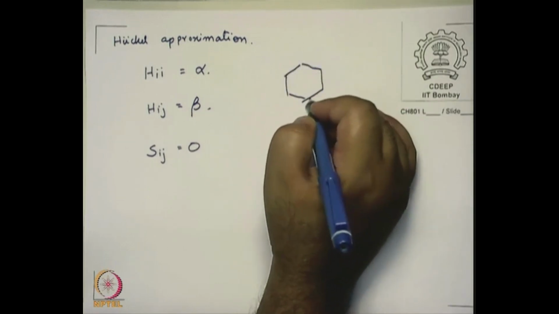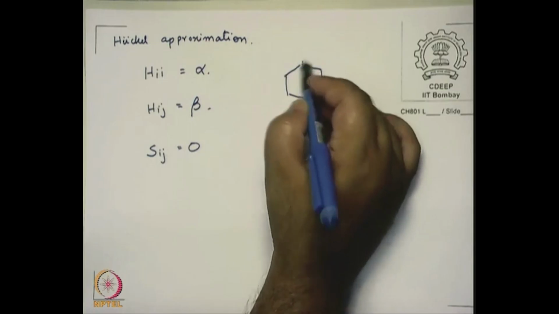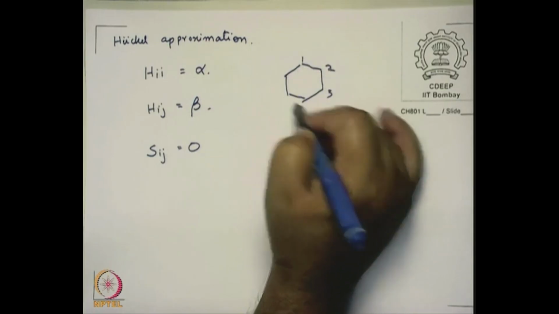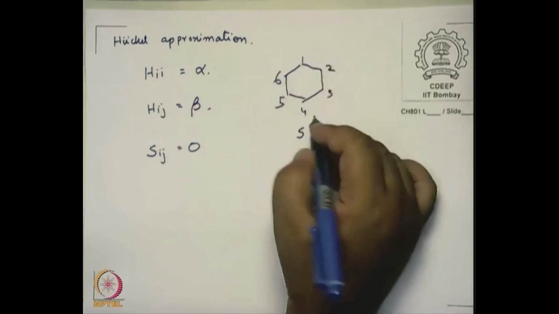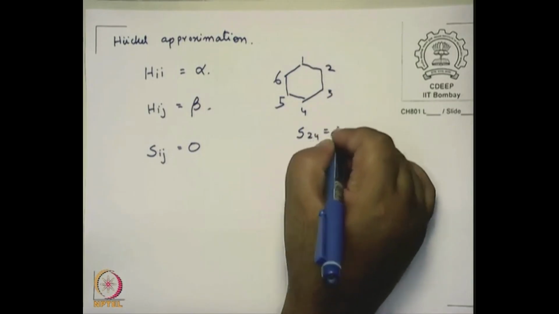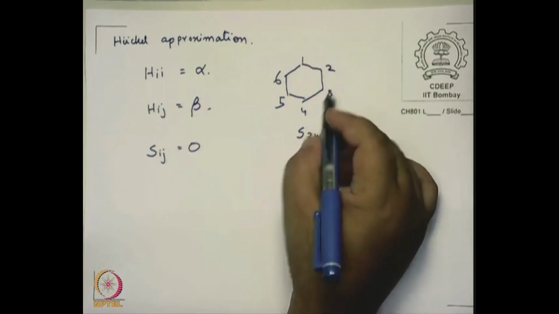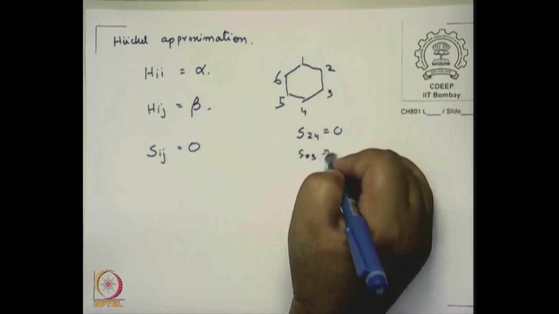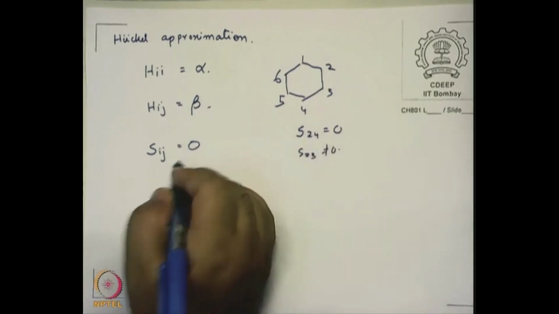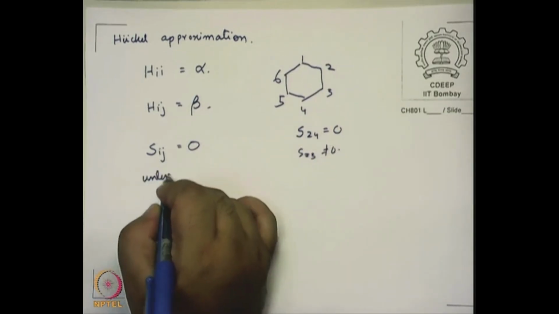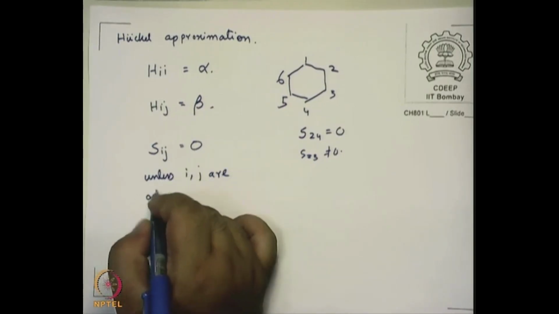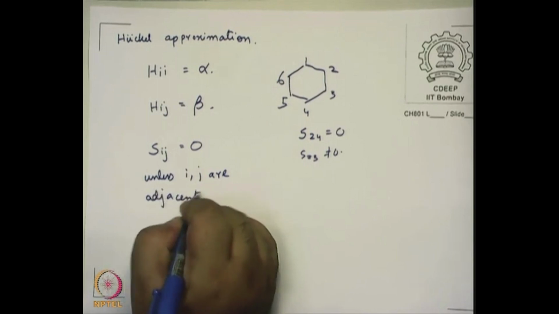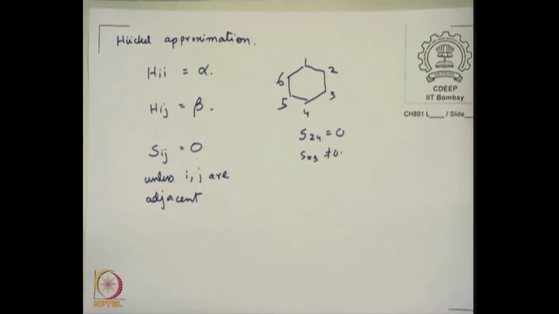Let us draw our old friend benzene. Okay. Let me label the carbons 1, 2, 3, 4, 5, 6. So, what we are saying is S24 is equal to 0, but S23 is not equal to 0. So, Sij is equal to 0 unless i and j are adjacent to each other. Okay. Does that ring a bell?